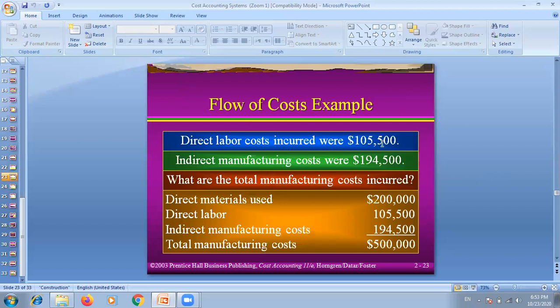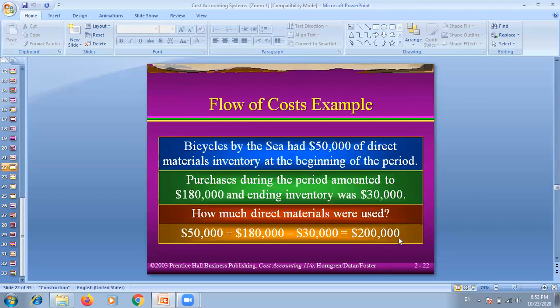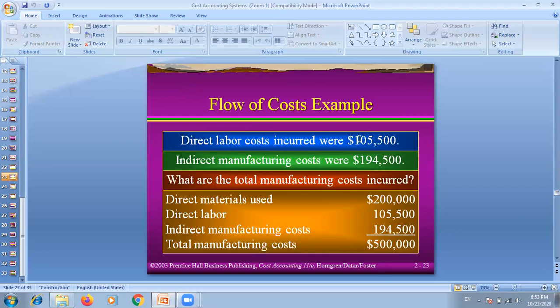Direct labor costs incurred were 105,500. Indirect manufacturing costs were 194,500. Now, what is the total manufacturing cost? Total manufacturing cost means direct material, direct labor plus indirect manufacturing cost. Direct material, we calculated now, is 200,000. We add to it direct labor, 105,500, and indirect manufacturing cost, 194,500. The total is 500,000 total manufacturing cost during the period.